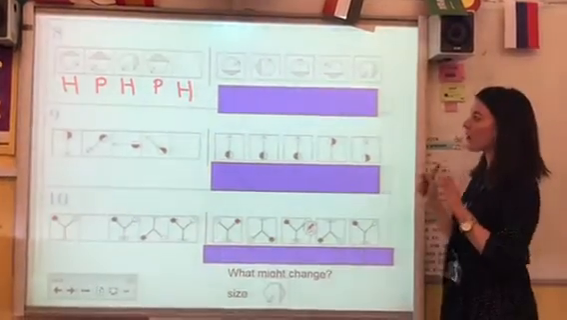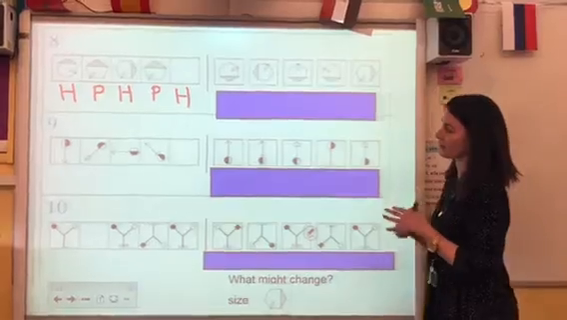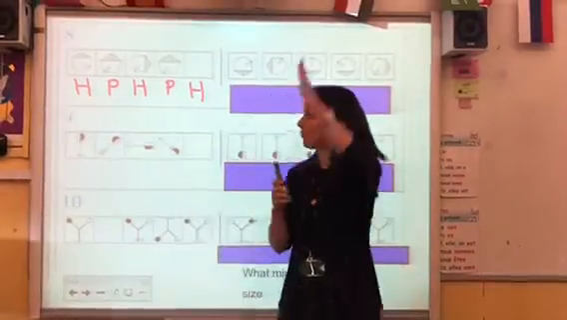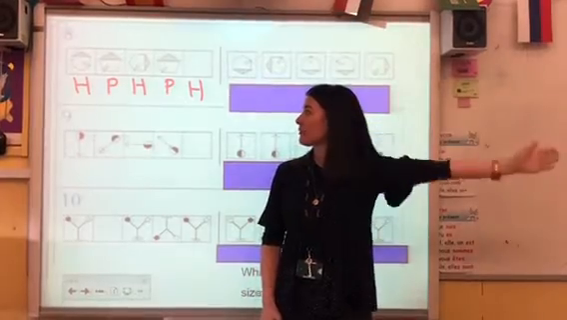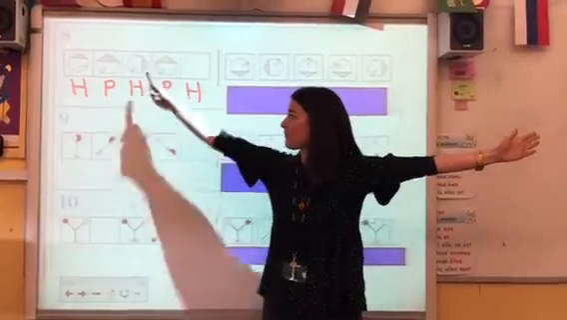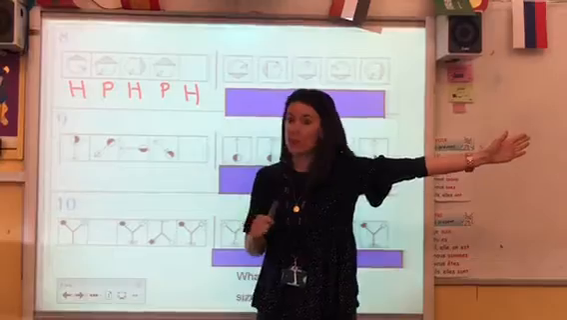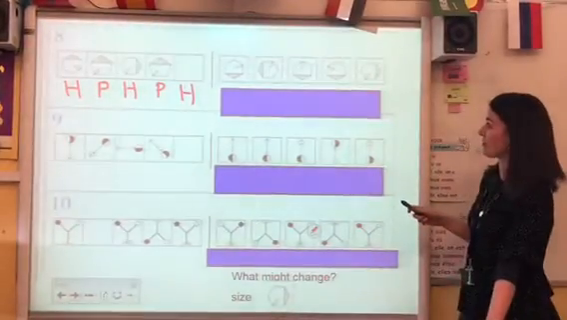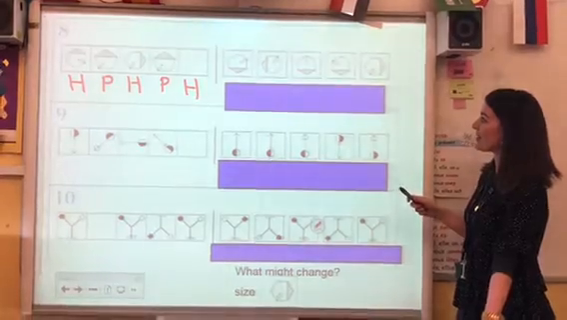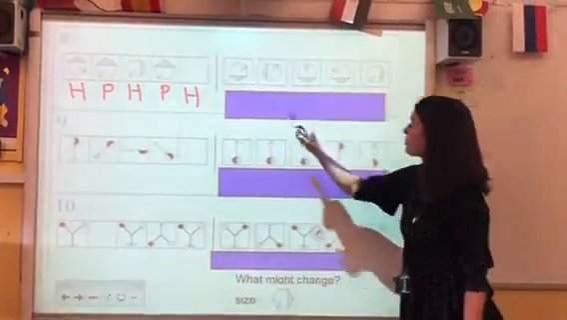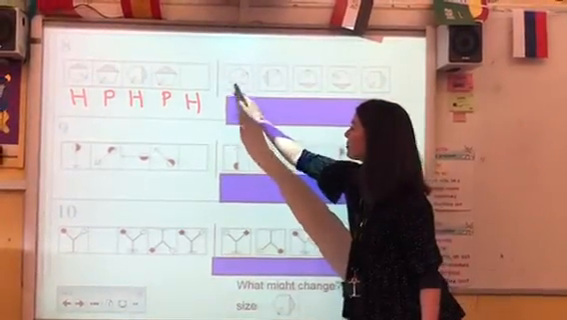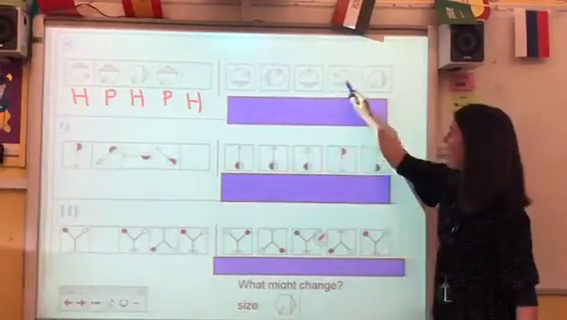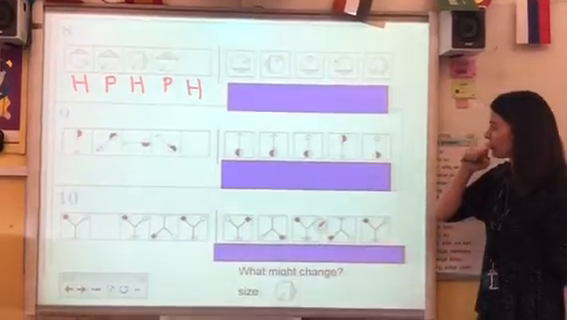Okay, hopefully you've had a little look and thought, right, my lined triangle was at the top. Then it moved round to the side here, so it's facing this way. So it would make sense that it would move another 90 degrees. Now I can see that I've got this option here, the triangle's at the bottom, this option here, the triangle's at the bottom, and this option here, the triangle's at the bottom.